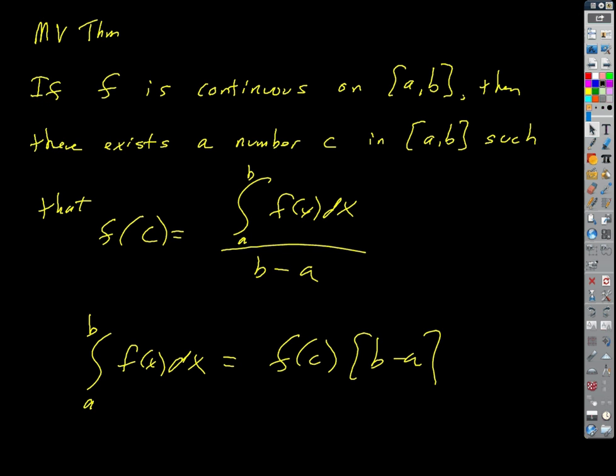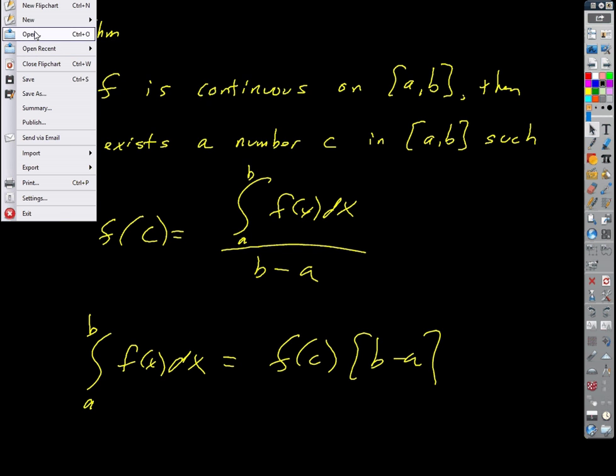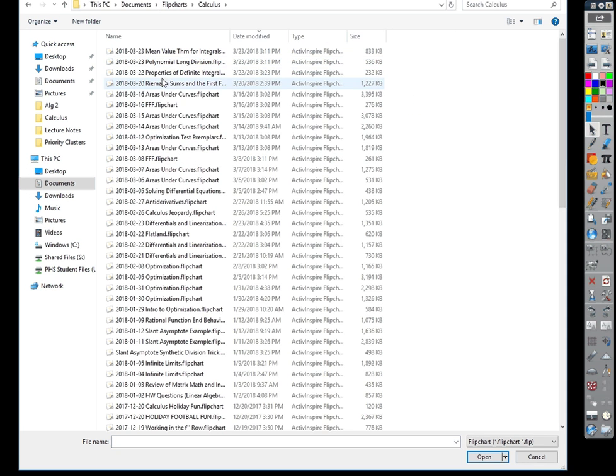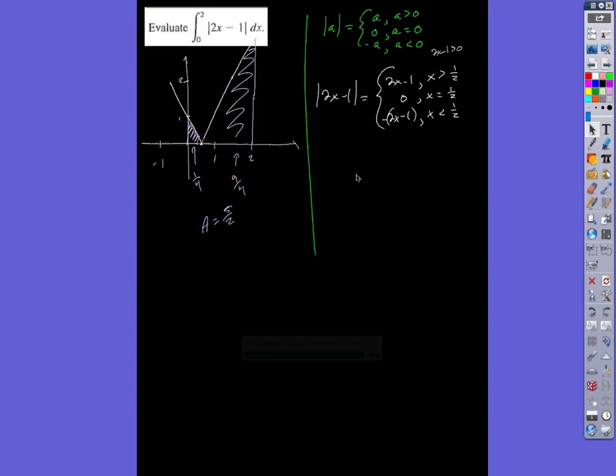And I could pull up, if we wanted to, let me pull up our flip chart from the other day. Maybe this stuff looks familiar.